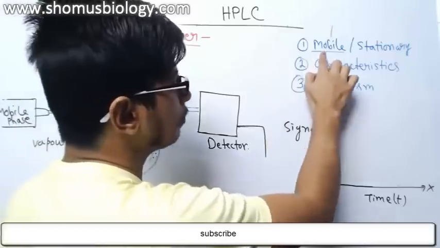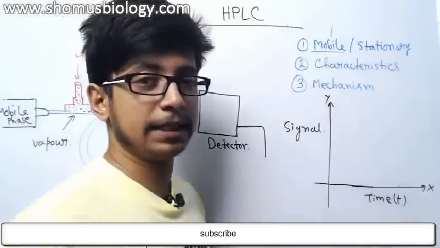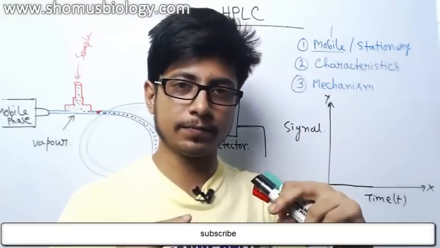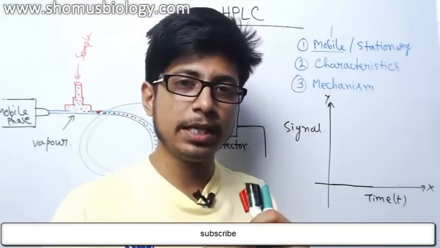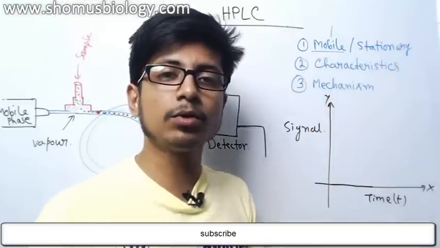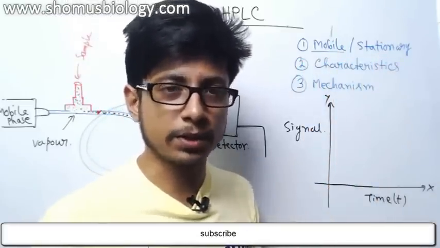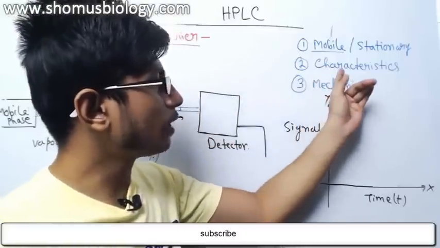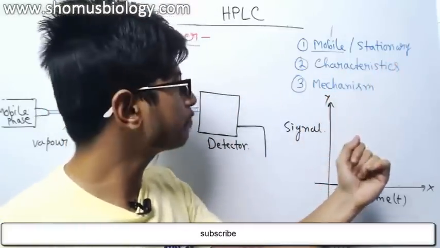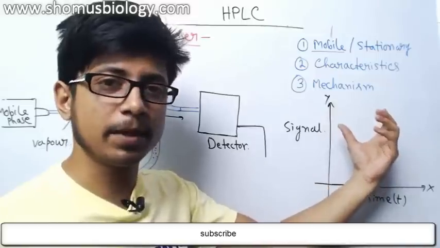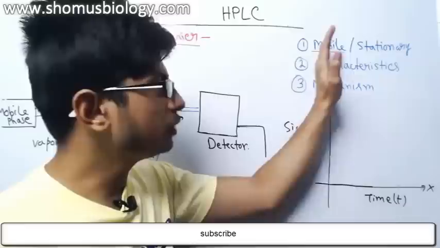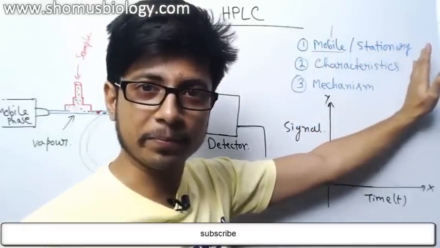First is what the mobile and stationary phases are in that chromatography. These are the two phases that will interact with each other, and the interaction between them will ultimately allow separation of compounds from each other. Second is what are the characteristics based on which the separation is conducted. And third is the mechanism by which the separation is conducted. If you know these three things, you know the idea about the chromatography.